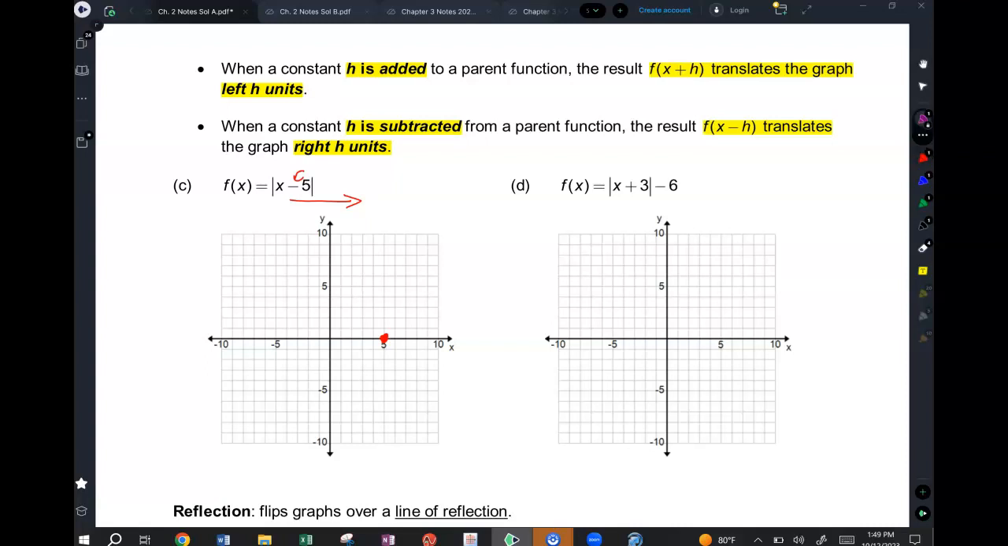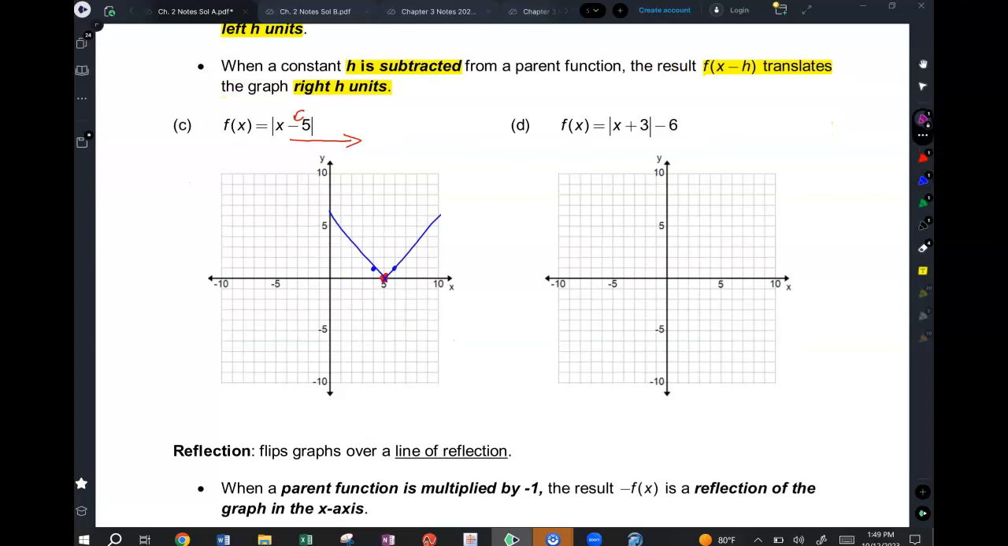So now, what is the slope for this? 1 over 1. So I go up 1 over 1, up 1 over 1. There. Okay? So if it was positive, I would move to the left. Correct. So now, this next one, where does the plus 3 move the graph? Left 3. Where does the minus 6 move the graph? Down 6. So I go left 3, down 6.